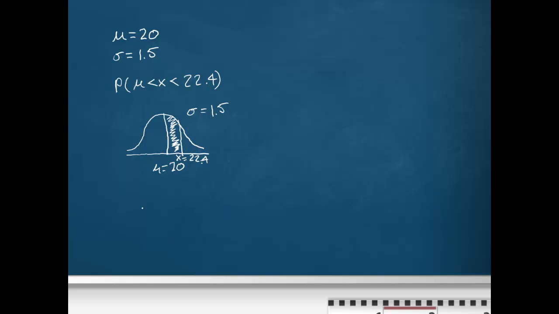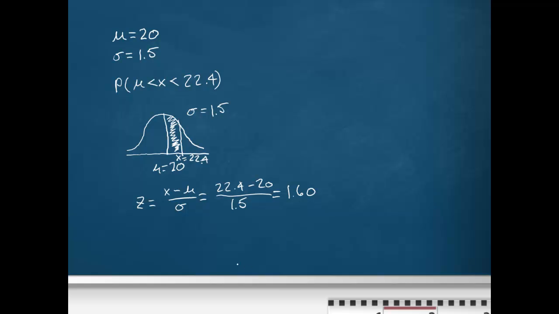The first thing that we'll need to do is calculate a z-value. Remember that the formula for a z-value is z equals x minus mu over sigma. So we'll have 22.4 minus 20 divided by 1.5. This gives us a z-value of 1.60.